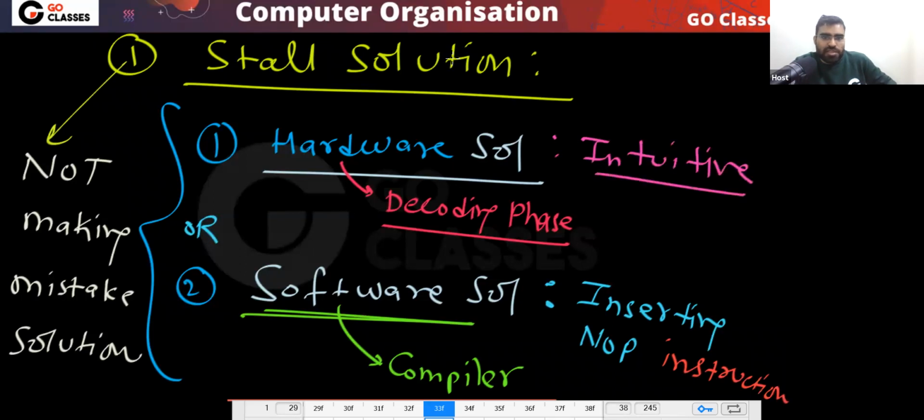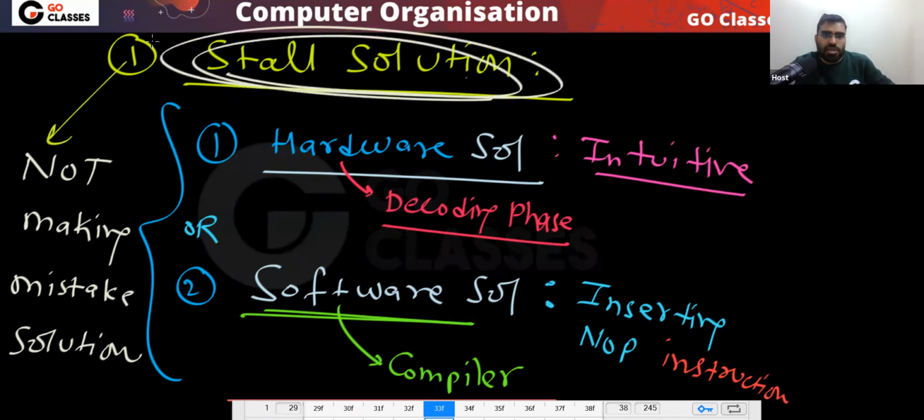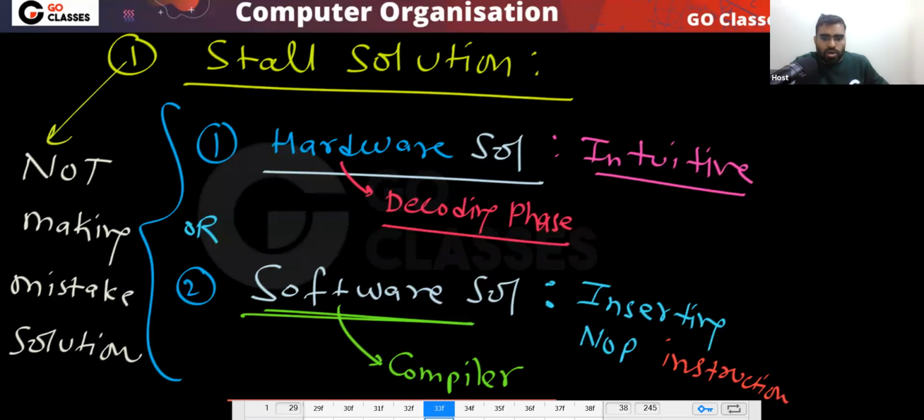So actually the solution is same, but that is implemented in two ways. Do you agree? We have the same solution, but it is implemented in two ways. Either you can put the responsibility on the hardware or you can put the responsibility on the software. So the solution is only one, that is stall solution, but the responsibility either you can put on hardware or software. So let me show you how you can put the responsibility on the hardware. Is this clear? The stall solution.